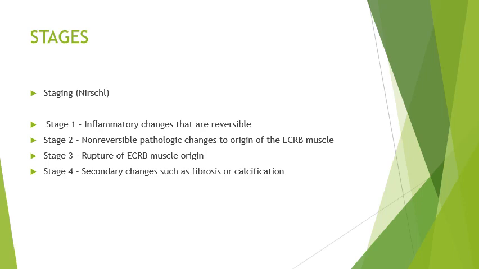There are 4 stages of tennis elbow. These are as follows. Stage 1, inflammatory changes that are reversible. Stage 2, non-reversible pathologic changes to the origin of the extensor carpi radialis brevis muscle. Stage 3, rupture of the muscle origin. Stage 4, secondary changes such as fibrosis or calcification.